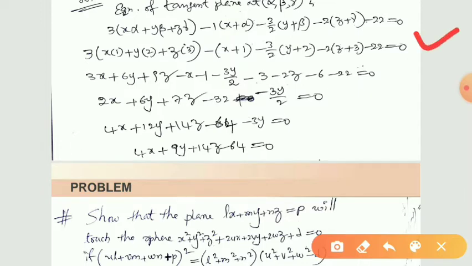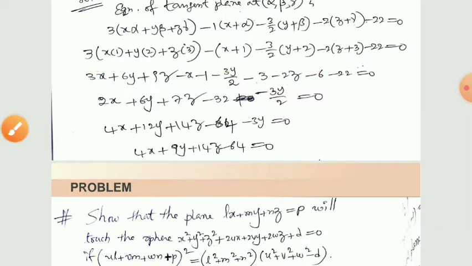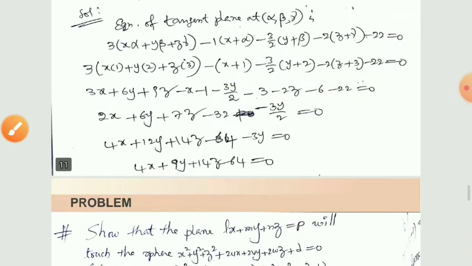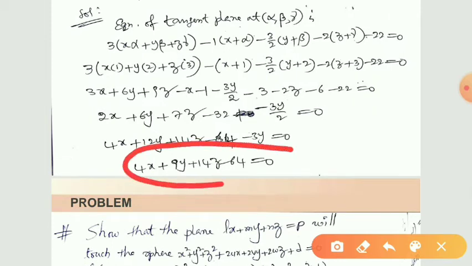x into alpha, x into 1 plus y into 2 plus z into 3 minus x plus alpha means x plus 1 minus 3 by 2 y plus 2 minus 2 into z plus 3 minus 22 is equal to 0. On simplification we will get finally 4x plus 9y plus 14z minus 64 is equal to 0. This is the required tangent plane at the point 1, 2, 3 to the given sphere.